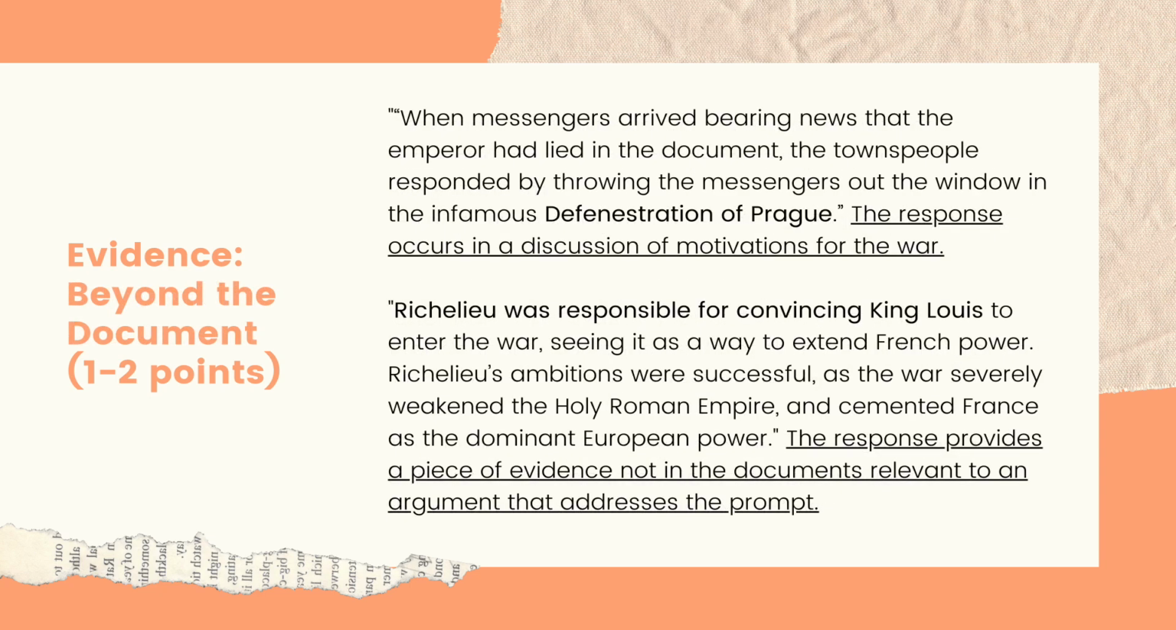Let's move on to evidence beyond the documents. This has a potential of earning you 1 to 2 points. First, the example goes as, when messengers arrived bearing news that the emperor had lied in a document, the townspeople responded by throwing their messengers out the window in the infamous defenestration of Prague. This example has a discussion of motivations for the war and involves the specific historical evidence of defenestration of Prague not used in contextualization or the documents.